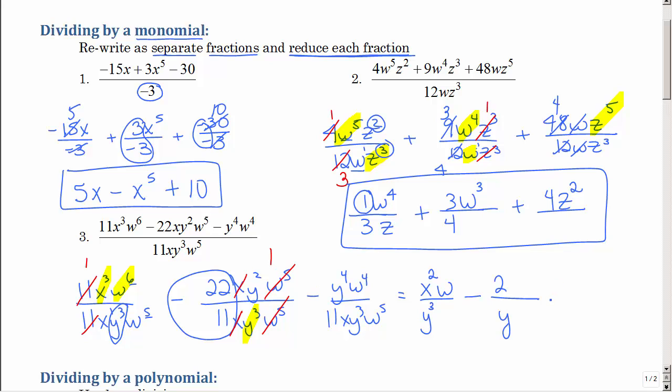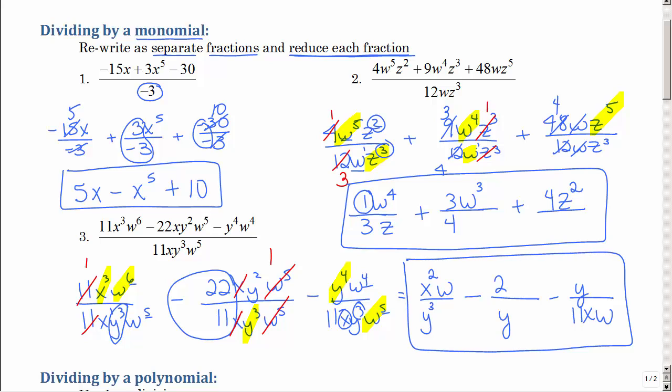On the next fraction, we have negative 11. That's it on the numbers. Let's see, x is also by itself, that's it. On the y's we have more on top, so we keep it on top and subtract. 4 minus 3 is 1. And the w's, there's more of them on the bottom, so we keep that on the bottom and again subtract, and that's to the first power.